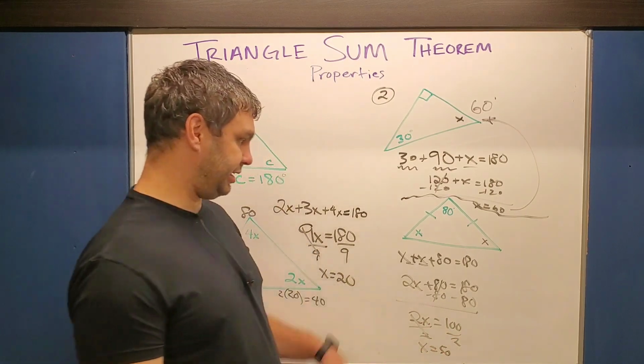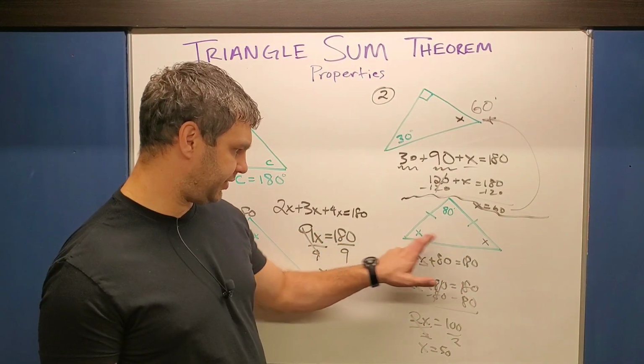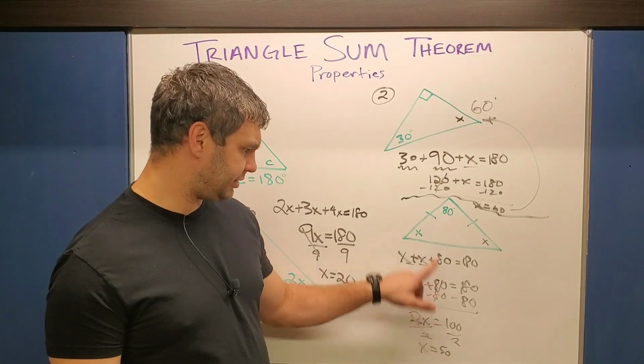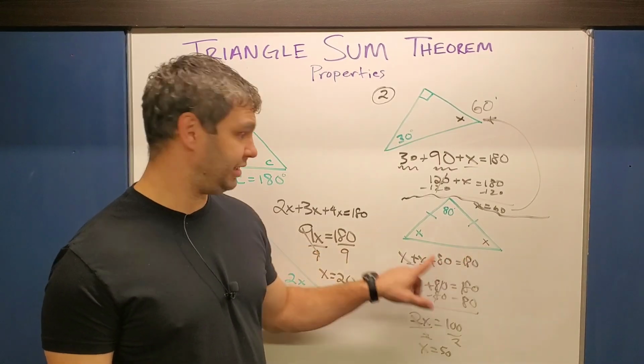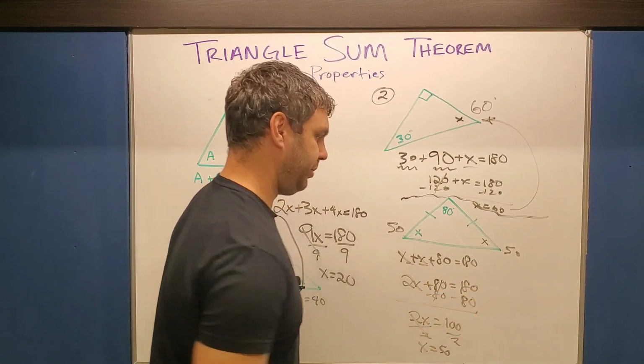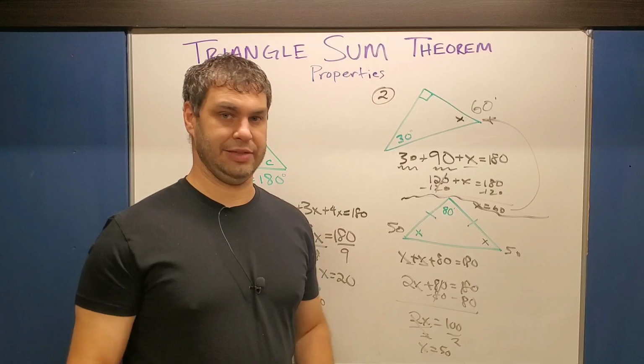So what is that saying? Is that saying that both the x's are going to add up to 50? Or that this is 50 and this is 50? What do you think that's saying here? Well, since this is x and each corner has an x, it's actually saying that this corner is 50 and that corner is 50. And if I do the math, 50 plus 50 is 100. 100 plus the 80 on top, that gives us our 180.